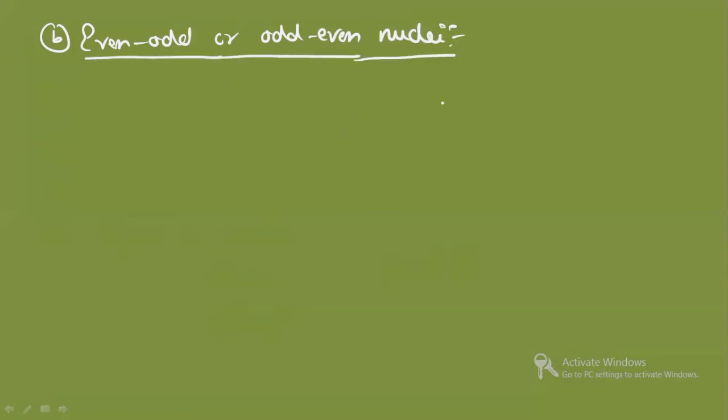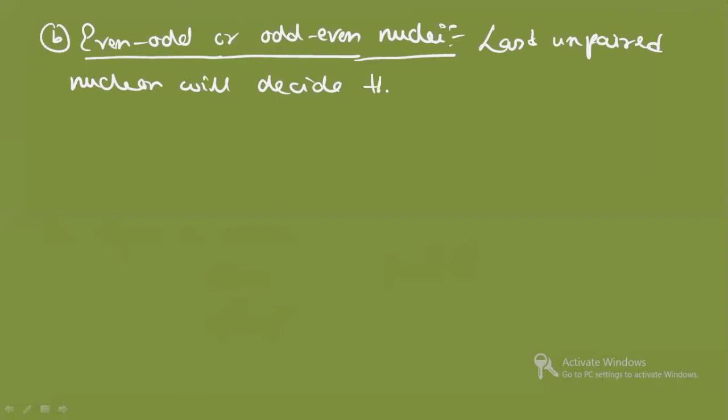Now we will see even-odd or odd-even nuclei. That means either the proton number is even or the neutron number is even, and either the proton number is odd or the neutron number is odd. In that case, the last unpaired nucleon will decide the nuclear spin. All right. We can consider an example here.